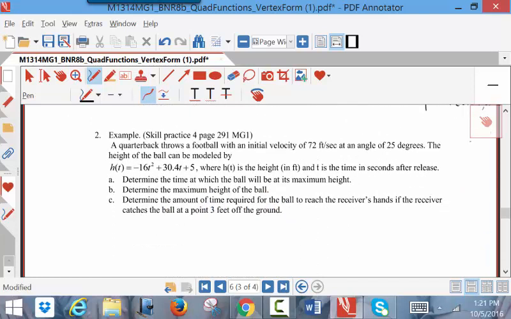A quarterback throws a football, and when they do, it's in the shape of a parabola. The path of the football is in the shape of a parabola. A quarterback throws a football with an initial velocity of 72 feet per second at an angle of 25 degrees. The height of the ball can be modeled by that lovely equation. Okay, so h is height. It says here your h is your height, and your t is once again time in seconds after he releases it from his hand. Determine the time at which the ball will be at a maximum height. This is my vertex.